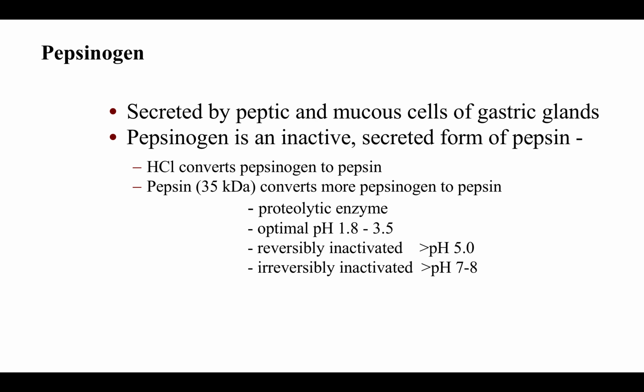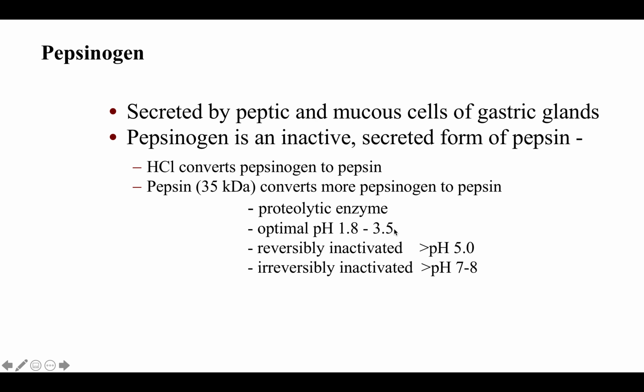Now the other enzyme is pepsinogen, secreted by the gastric glands, and as its name indicates, it is a zymogen, a protein precursor, which means it is inactive and needs to be activated. This pepsinogen is activated by HCl within the stomach, which converts pepsinogen into pepsin, and the pepsin will work to convert more pepsinogen into pepsin. It's an important proteolytic enzyme that works at 1.8 to 3.5 pH.